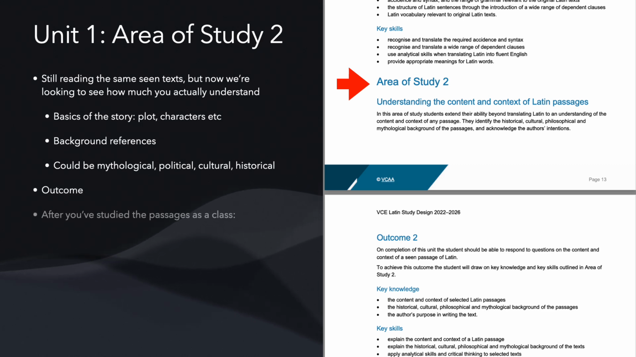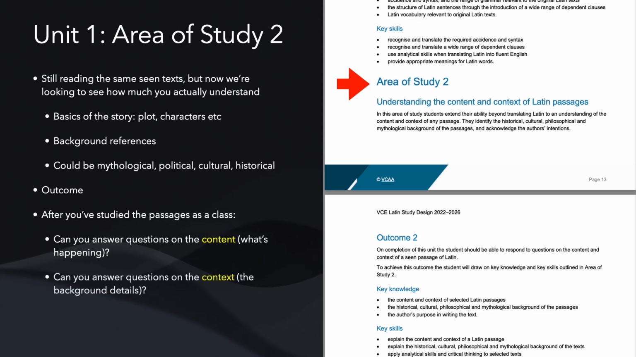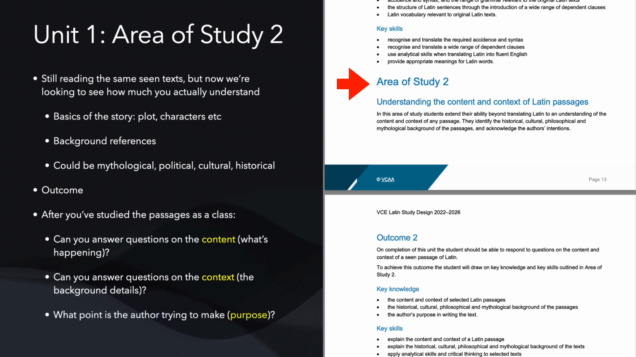The outcome for that, after we've studied this as a class, is that you've got to answer questions on the content. So that's the basics of the plot, the characters, who's doing what. But also the context, and there are all those background details which make these things so much richer. And also consider what's the point the author's trying to make, what's the author's purpose, because very often the Romans aren't just writing to tell a story, there's a hidden motive behind what they're trying to tell us. And it's useful to try to work out what that is.